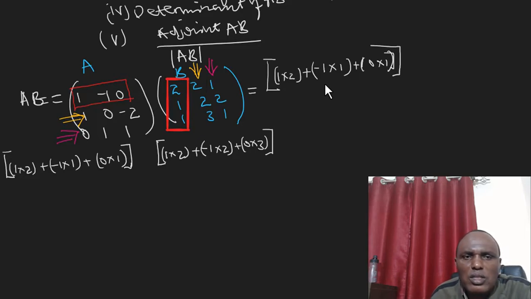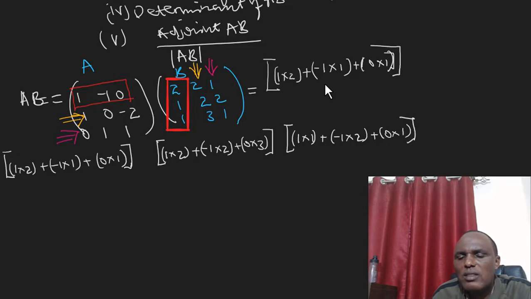Then we go to the other one. The other one is 1 times 1 plus negative 1 times 2 plus 0 times 1. So we now have the final element of the first row of the product matrix. Now we go to the second row. To get the second row of the product matrix, we use the second row of A and multiply by all the columns in matrix B.